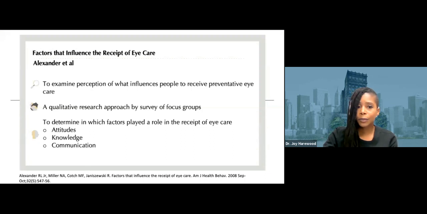Although in optometry school, residency, and all of the above, we learn all the different techniques in order to take care of the patient, we don't always know what actually influences a patient to come to see us. Alexander et al. did a study to look at what influences people's access to preventative care. It's a qualitative research study that used focus groups in, I think, Miami, Chicago, and San Francisco. The hope was to help health educators and eye care providers refine educational materials to help communicate the importance of having regular screenings, even if you don't think you have any eye problems.